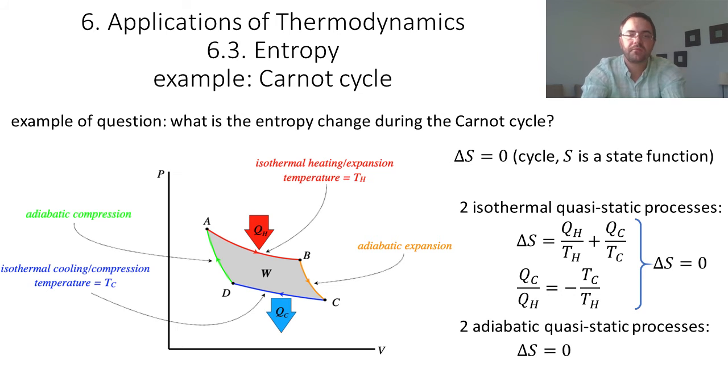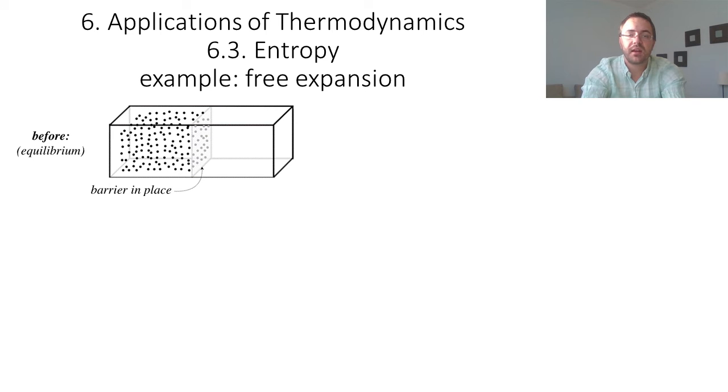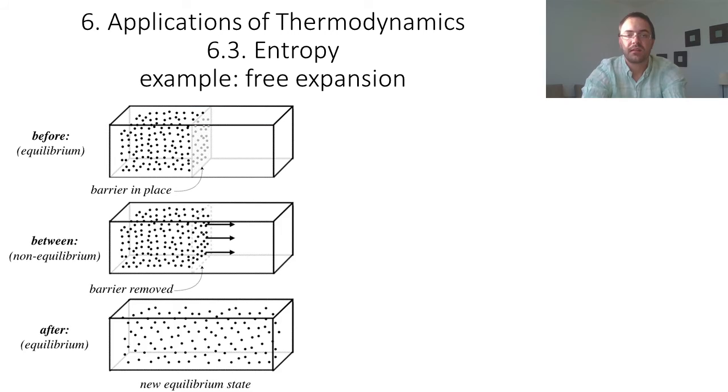Now let's do one more example. Let's say that you have a barrier that separates 2 volumes. There is a gas in the volume on the left and vacuum in the volume on the right. Then suddenly the barrier breaks or it is removed. Now the gas will move, and at the end it will occupy the 2 volumes. This process is a famous example. It is called the free expansion.